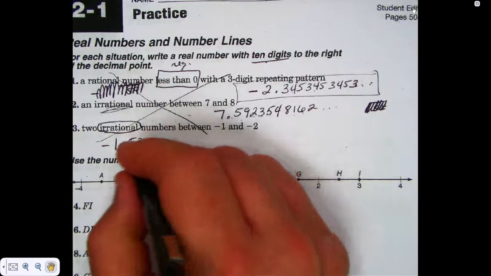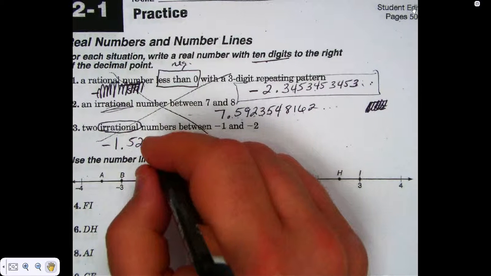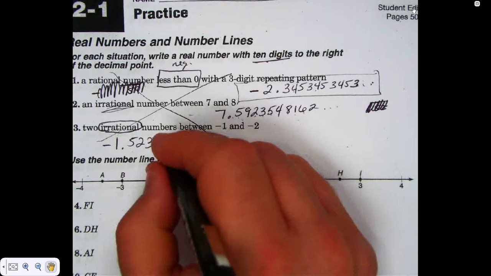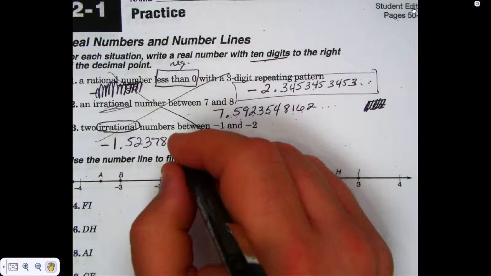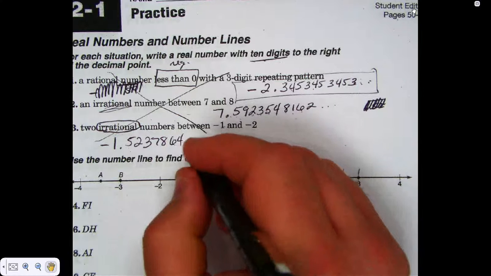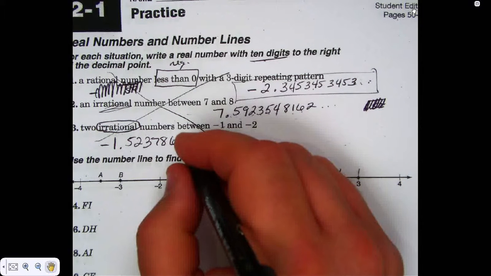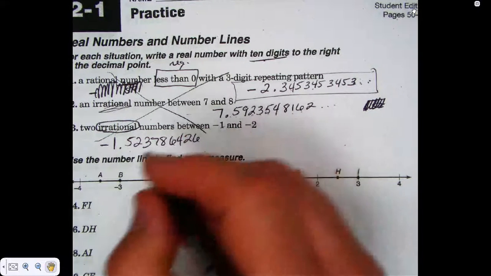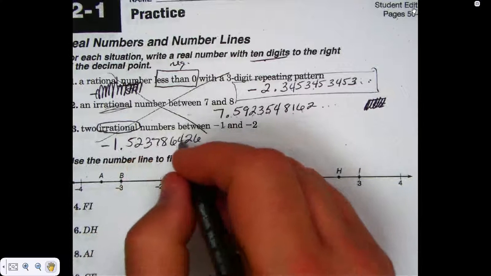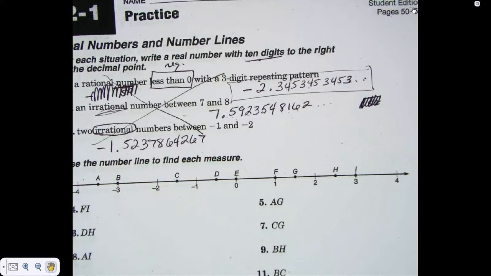5, 2, 3, 7, 8, 6. At some point, probably need to repeat a number and go with a different pattern. 2, and then what do you want to put next? 6. Okay, 1, 2, 3, 4, 5, 6, 7, 8, 9. One more. Okay, very good job.